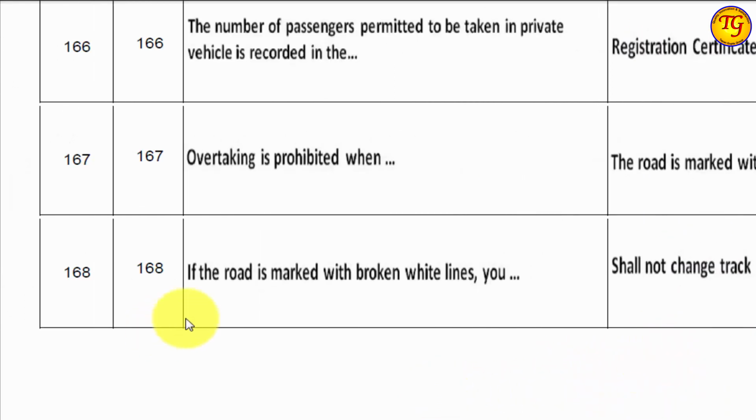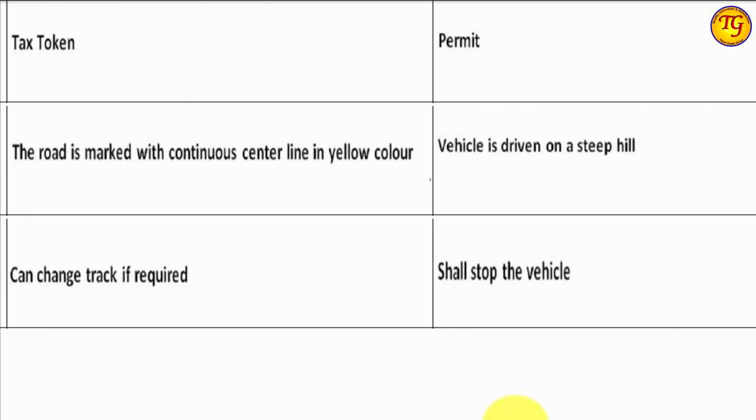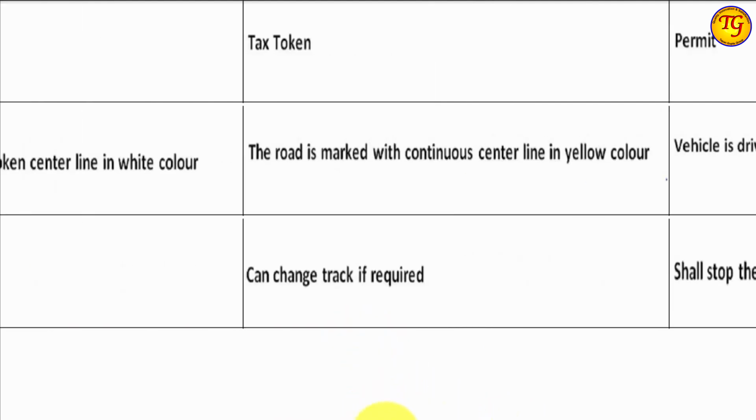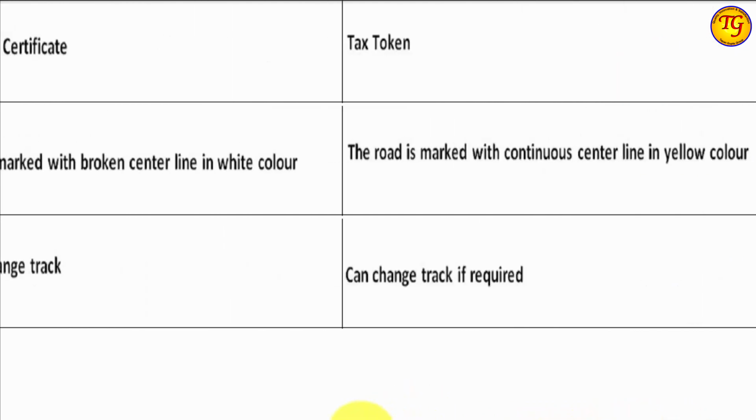Question number 168. If the road is marked with broken white lines, you shall not change track, can change track if required, shall stop the vehicle. So I think option number 2 is the correct one. If there's a broken line in the center of the road, it means that you can overtake, you can change the track when required. So option number 2 is the correct one.